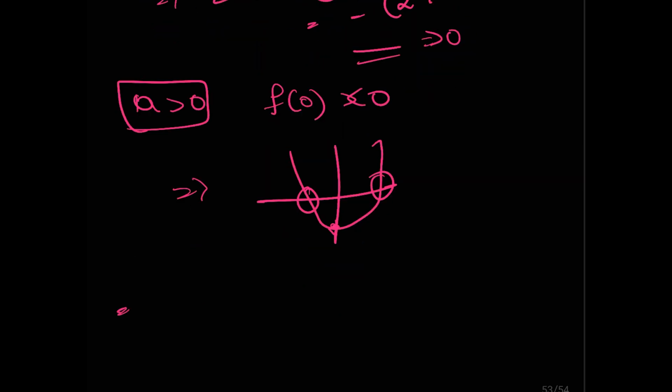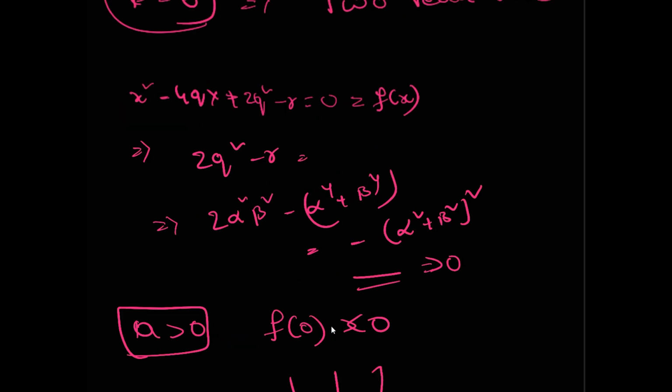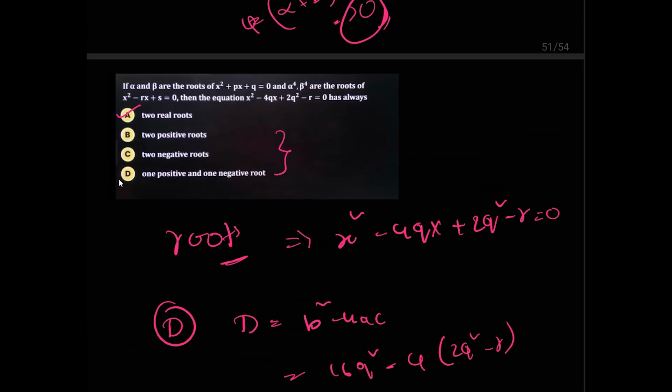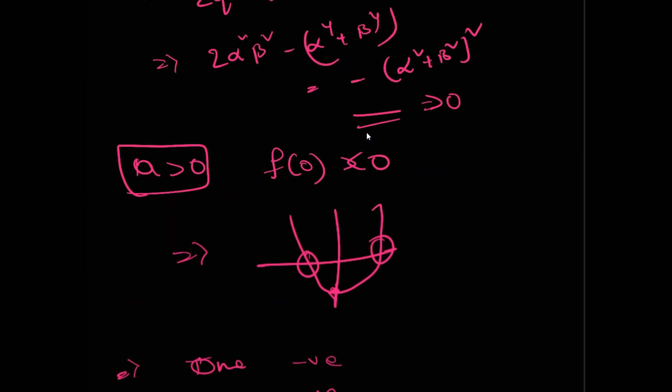Therefore, one root will be negative, one will be positive. One positive, one negative root. Option A and D. Now, let us move into the next question.